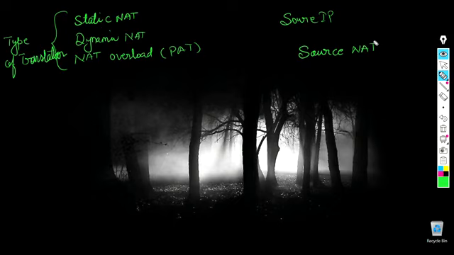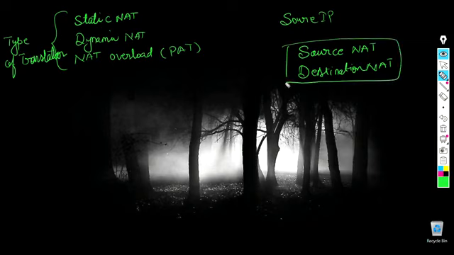But sometimes there is a requirement that we translate the destination IP address as well, and that normally happens with the destination server. So this is also available, source NAT and destination NAT. We will learn these as well while doing practicals.